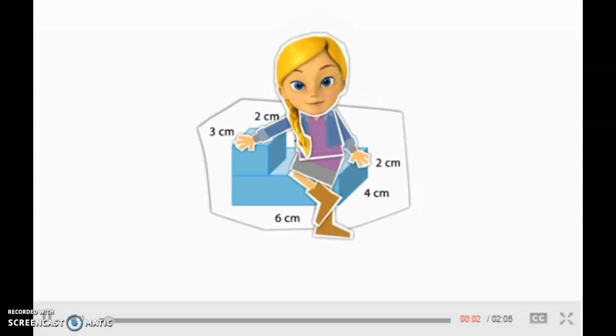Hey, what are you doing? Sitting down and relaxing. Well, get down from there. We have to work on combining volumes. I can't do that from here.